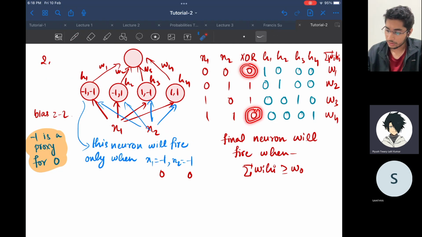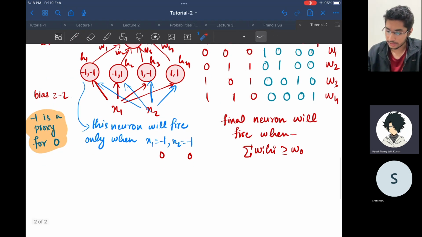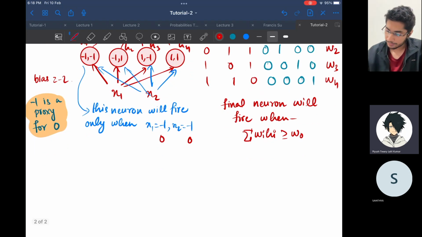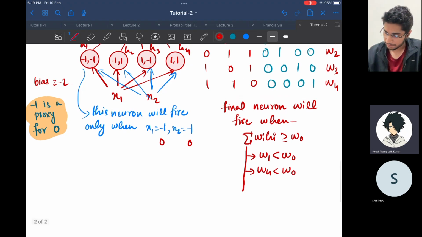So the final neuron should not fire in these two conditions, right? So what does it mean? Okay, so let us write all these conditions. This means that W1 should be less than W naught. And the final thing, this condition should also be satisfied, which means W4 should be less than W naught.